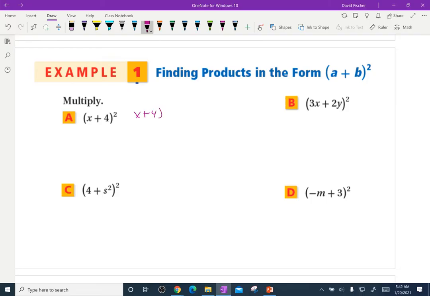X plus 4, X plus 4. Go ahead and do FOIL real quick. Interesting. Okay. No big deal there. I got x squared plus 8x plus 16. Let's go over and do this one.